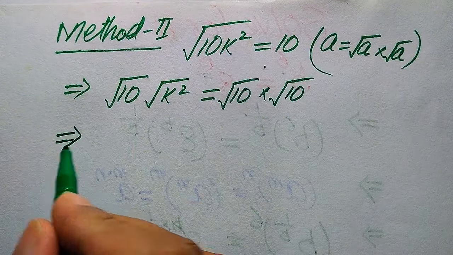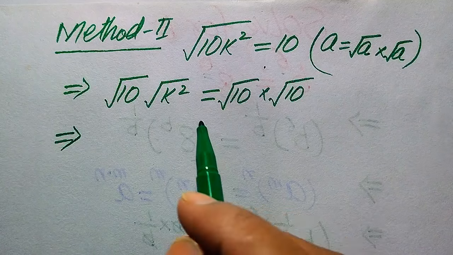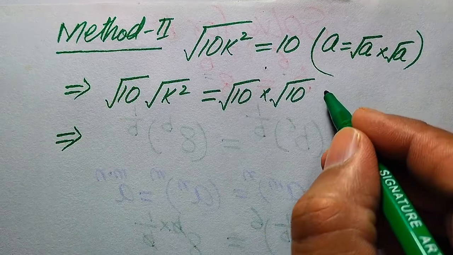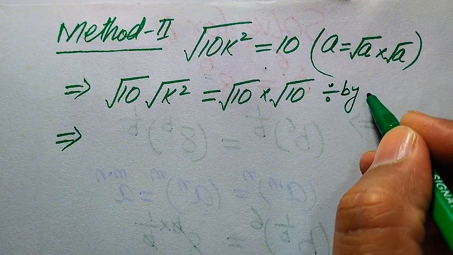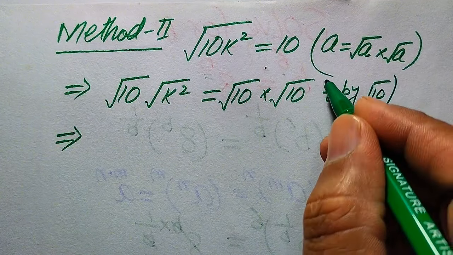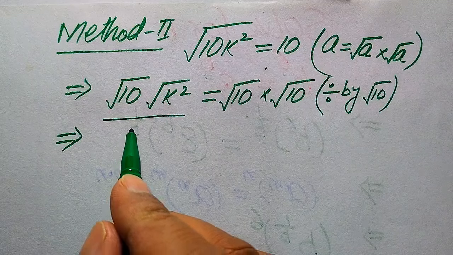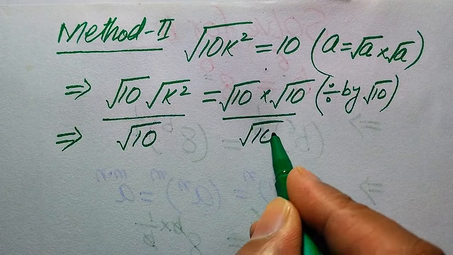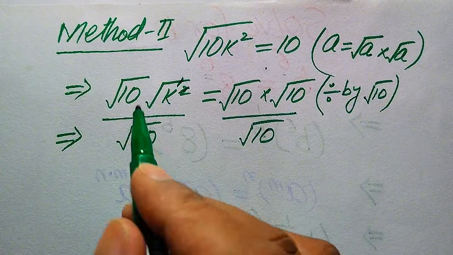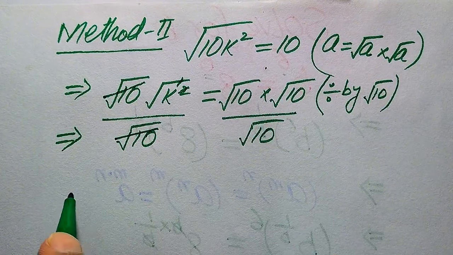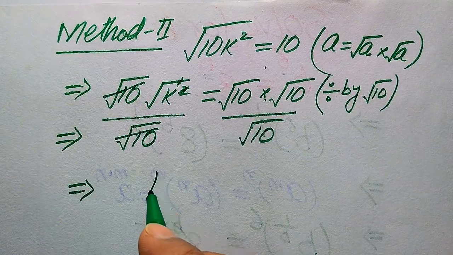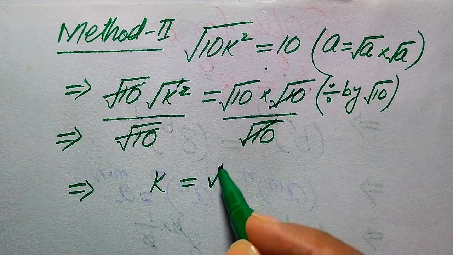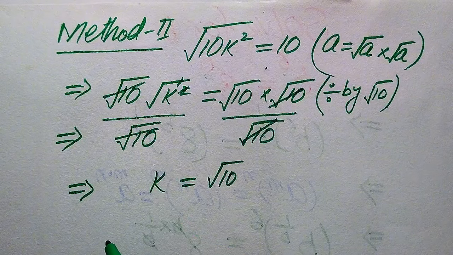And in the next step, we need to move this square root, and further you see here both of these two terms involve the square root of 10, so we divide both of the sides by the square root of 10. So when we divide by the square root of 10, the left side is also divided by the square root of 10. This square and this square root are gone, this square root of 10 and this square root of 10 are gone, and we get here k is equal to the square root of 10 only.